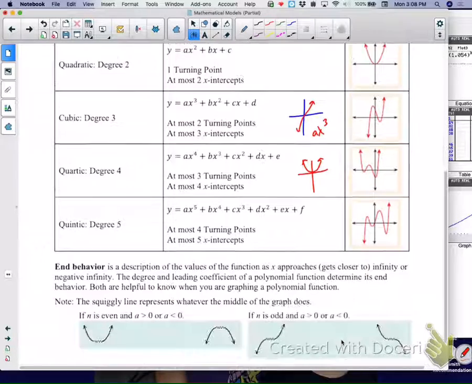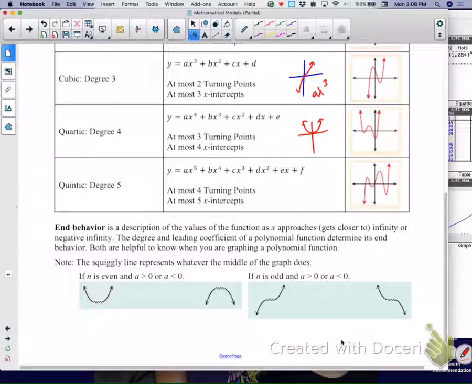Now the end behavior is also very important. Again, it helps you know that you've graphed something correctly. This has to do with values of the function as x approaches, or gets closer to, infinity or negative infinity. The degree and the leading coefficient of your polynomial function determine its end behavior. Both are helpful to know when you're graphing a polynomial function.